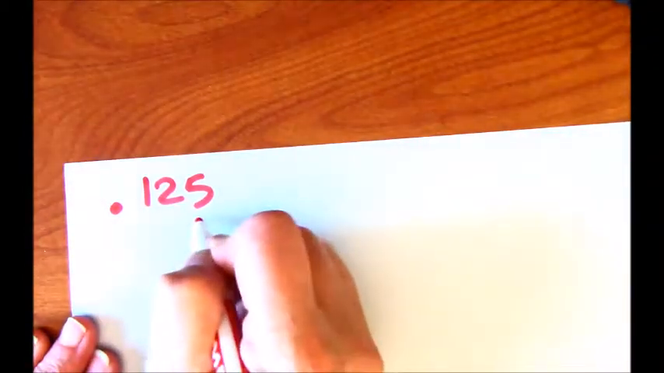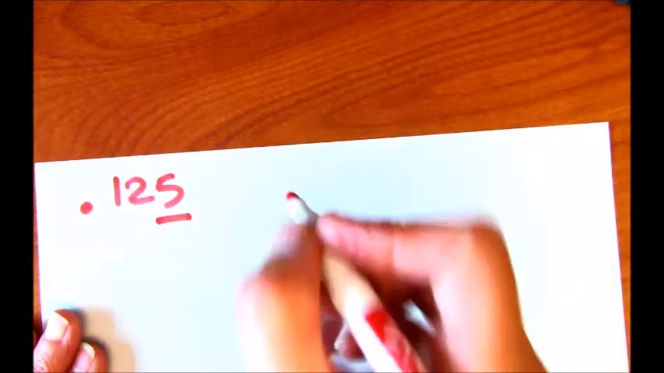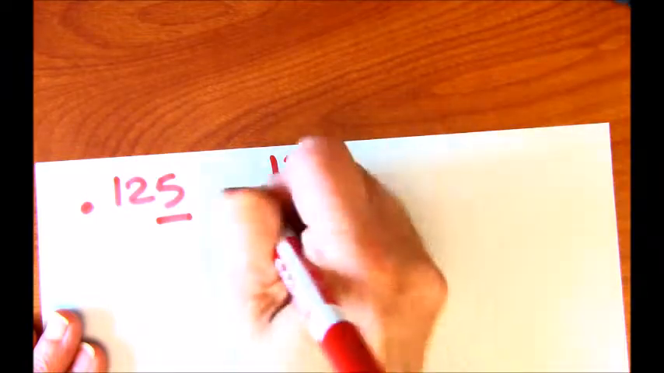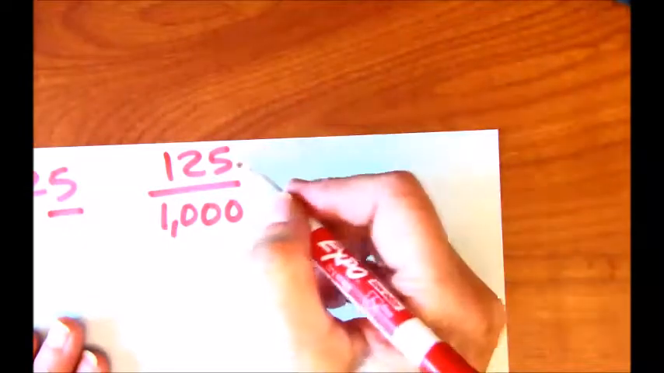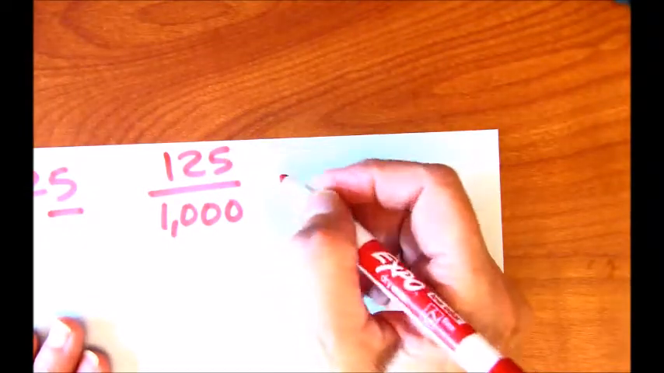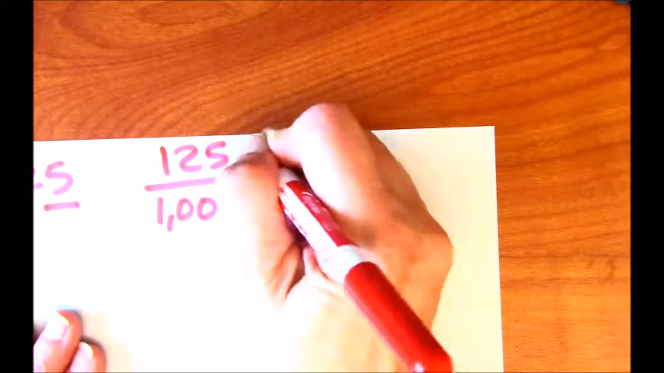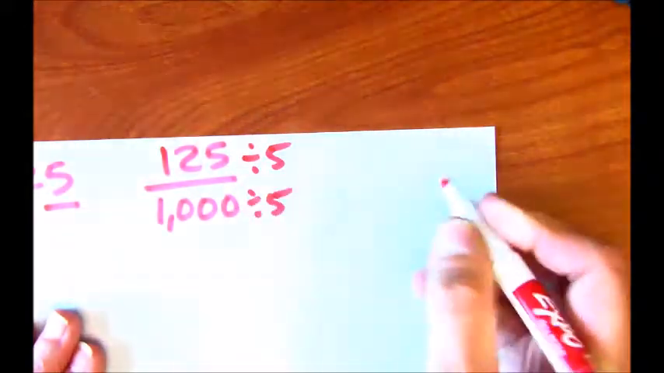Let's do a couple more. Let's do a 3-digit decimal number, so 0.125. This 5 is in the thousandths place. So again, we're going to say it first, 125 thousandths, and now we're going to write it. Now there's a couple ways you could divide this. If you don't know the greatest common factor, you can just divide by 5s. Okay, we'll do it the small way.